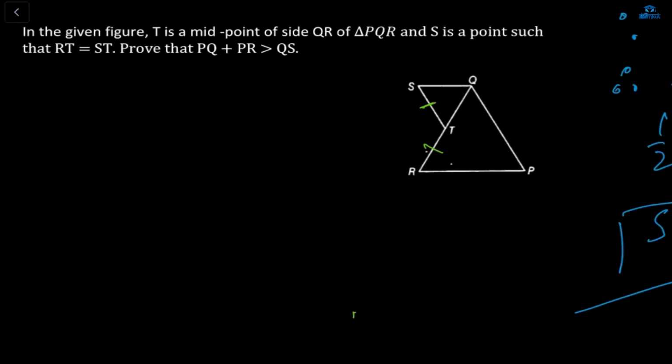Then write what you have to prove and then start proving it. Okay, try to relate it. Got any idea how you can prove it? Think about all the theorems, all the relations that we have learned, because here we are talking about relation only. PQ plus PR is greater than QS. So you are going to use a relation to prove this.